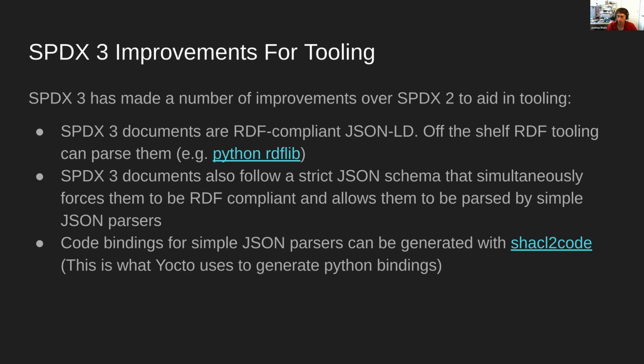There's a tool that I wrote called Shackle to Code. It takes in the SPDX3 RDF model and spits out code bindings in a couple of different languages. This is actually what we're using to generate the bindings that Yocto uses. It can generate Python bindings, C++ bindings, and we're working on Go.